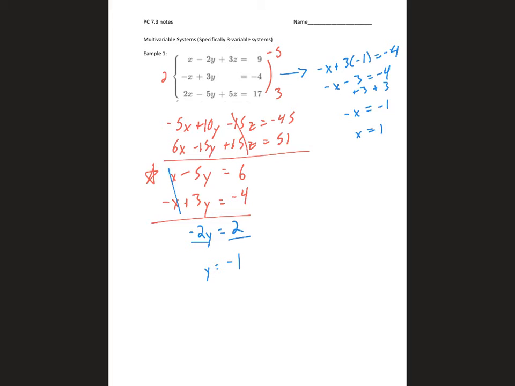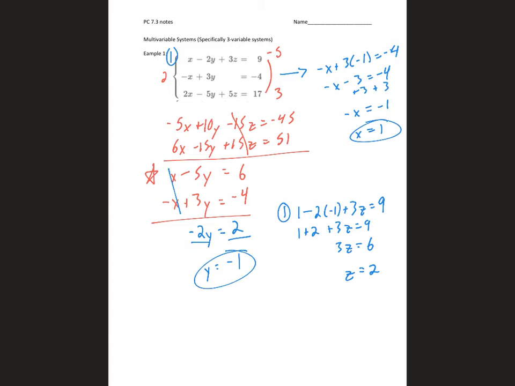Then I'll plug x and y into one of my original equations. We'll do the first one. So I've got 1 minus 2 times -1 plus 3z equals 9. So that's 1 plus 2 plus 3z equals 9. So that's 3, subtract 3 from both sides. I've got 3z equals 6, so z equals 2. You can write it like that: x equals 1, y equals -1, z equals 2. You might also see it as an ordered triple. So the x goes first, the y goes second, and the z goes last.